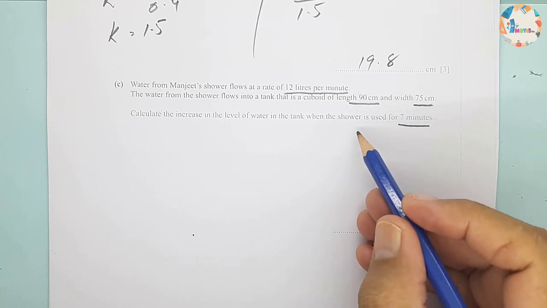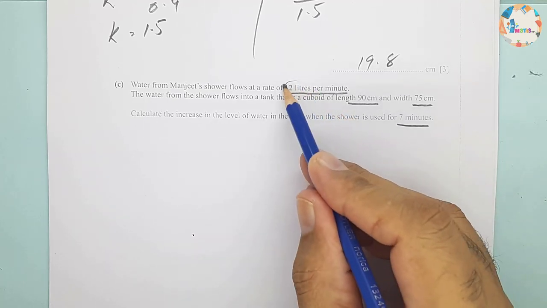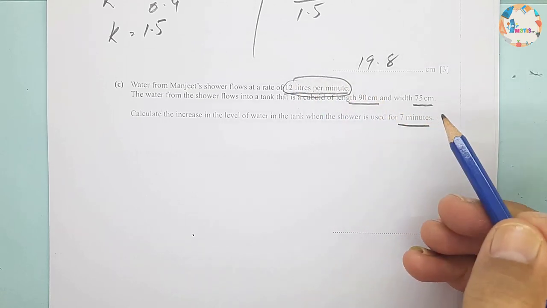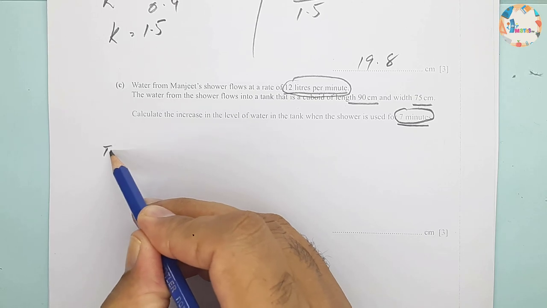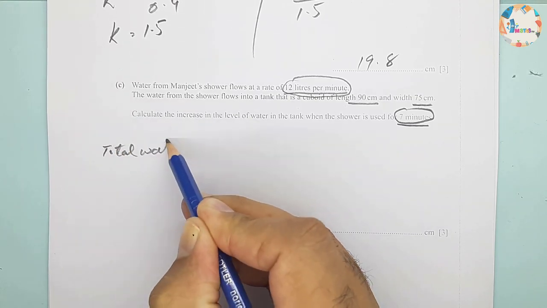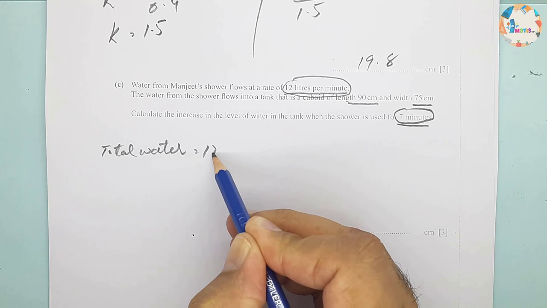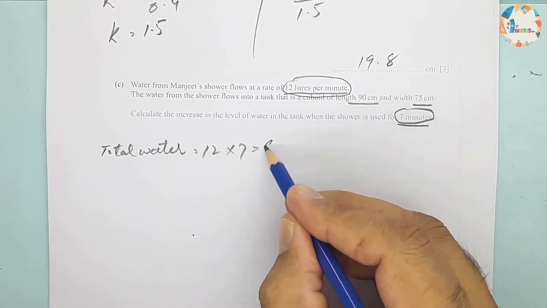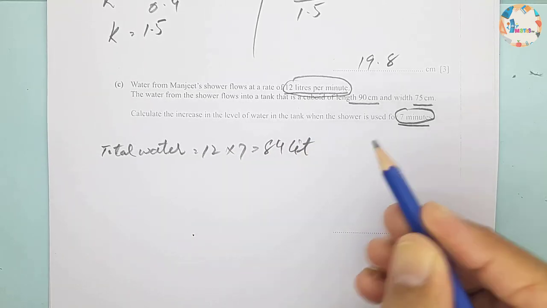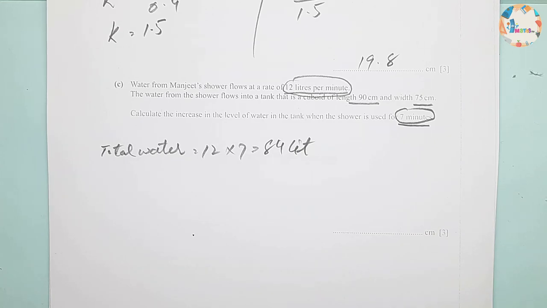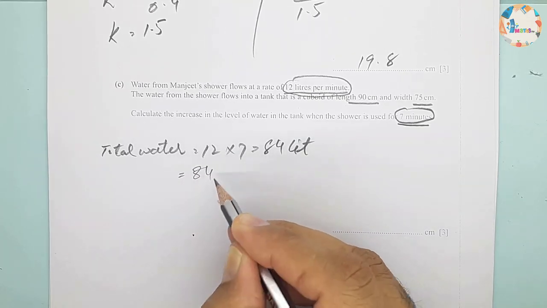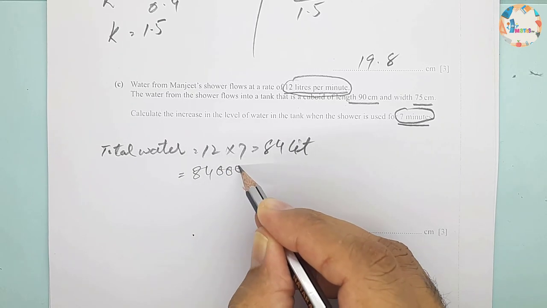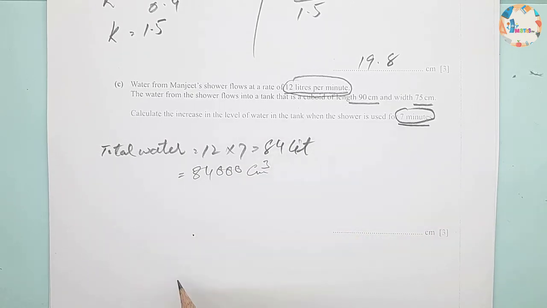So we will check first of all 12 liters per minute. So in 7 minutes, how much water will be flowing? So total water will be 12 multiplied by 7 will be equal to 84. This will be in liters, but now we don't need liters, we need centimeter cube, so we can multiply this by 1000, so it will be 84,000. This will be centimeter cubes. This will be the water.